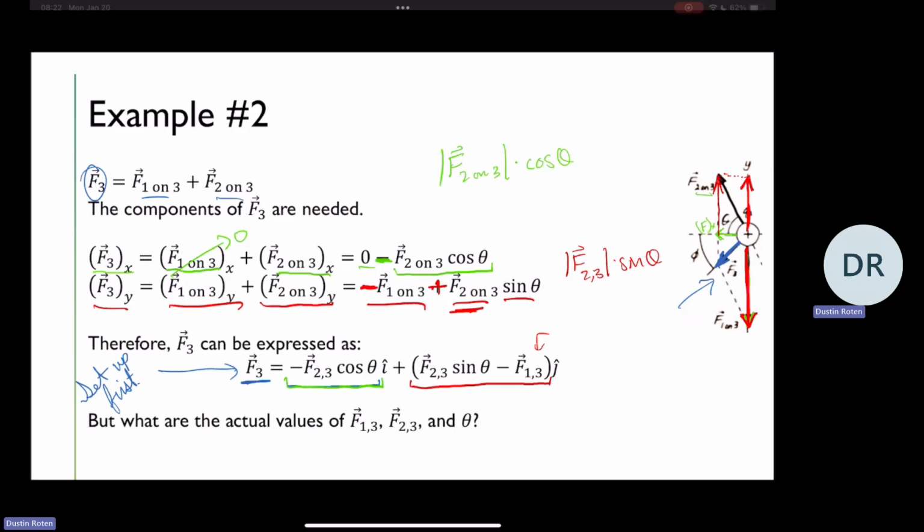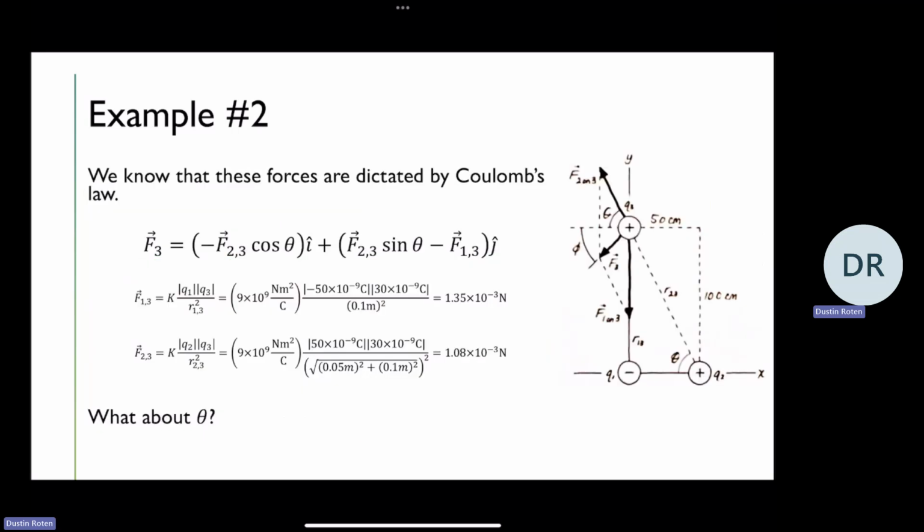Okay, so let's figure out what f1 on 3 is, what f2 on 3 is, and what theta is. Well, these fortunately are really easy because this is just Coulomb's law now. That's the only forces that we're considering. Okay, so let's do f1 on 3. And just as a reminder, here's our first particle, here's our third particle. Let me make sure I get this right. Yes. So f1 on 3, we want to figure out the magnitude of this vector. So we're just going to dump in values.